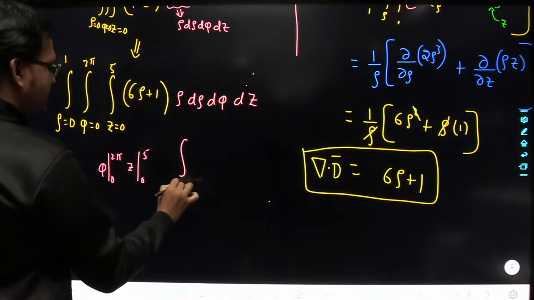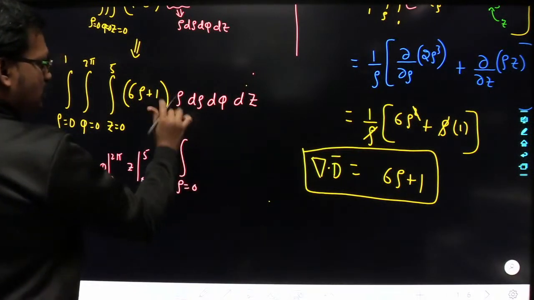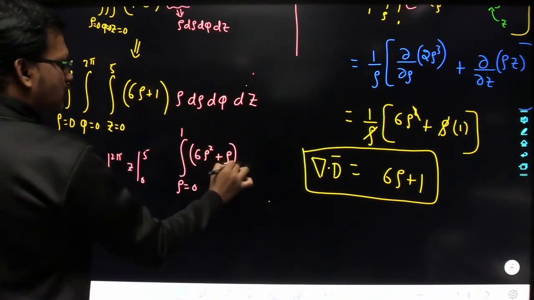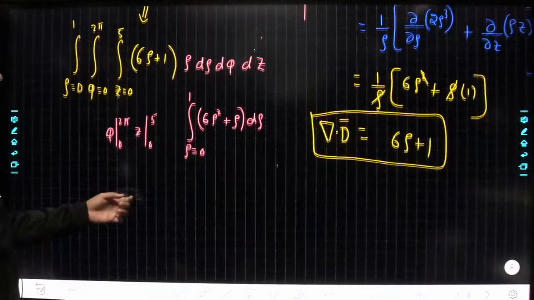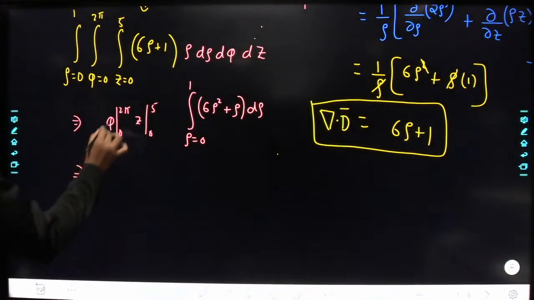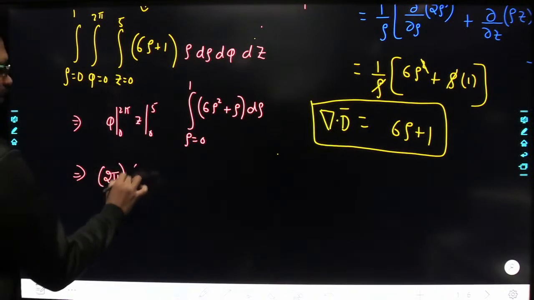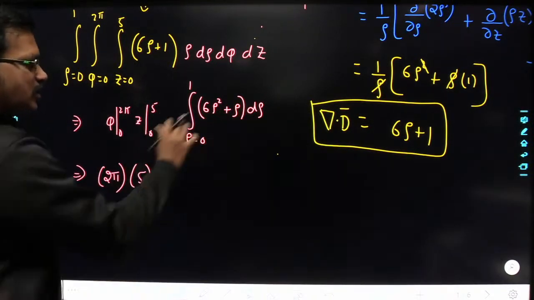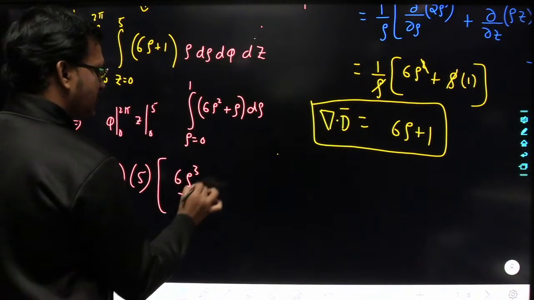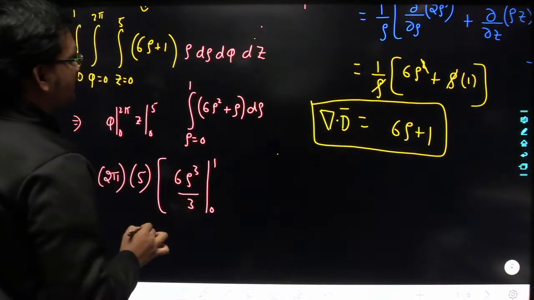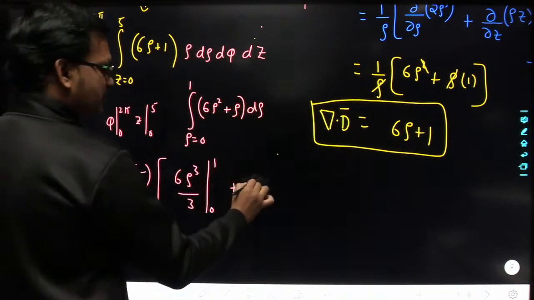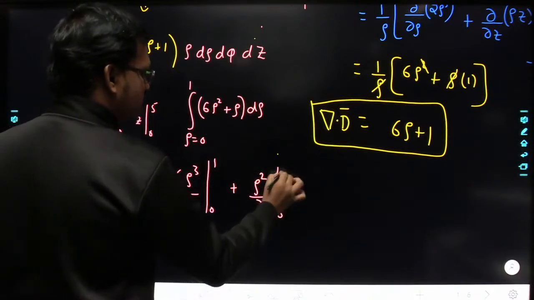Next, what is left out here? Integral rho equal to 0 to 1, 6 rho square, since I am multiplying with rho here, so you are getting 6 rho square plus rho, into d rho. I am just solving this integration here. I hope it is clear. If you substitute the range, you are going to get 2 pi and 5, and 6 rho square d rho. What is the integration of 6 rho square? That is 6 rho cube by 3, its range is from 0 to 1. Plus integral rho d rho, that is rho square by 2, its range is from 0 to 1.